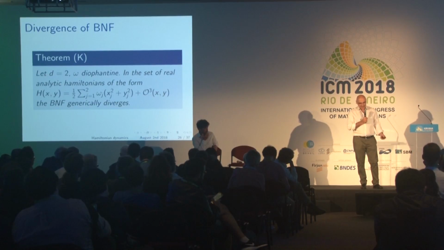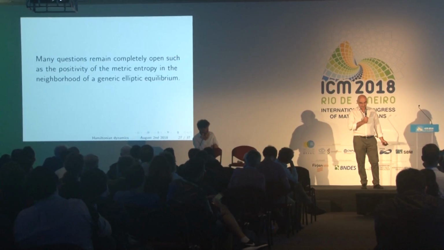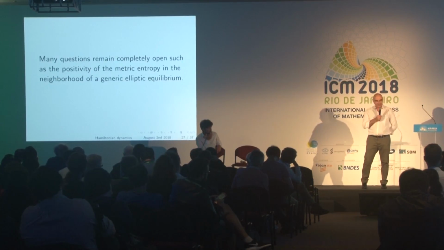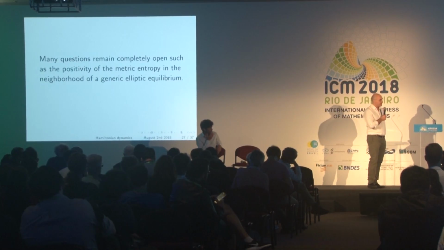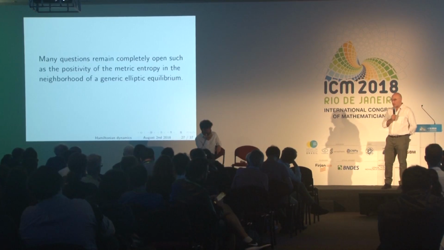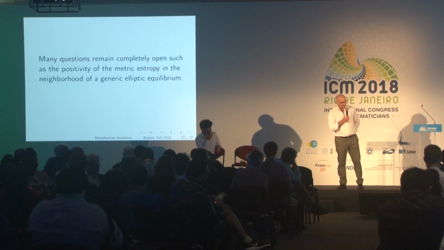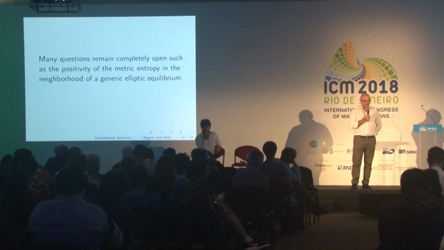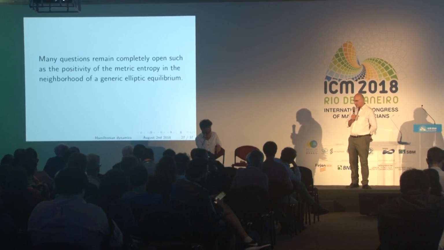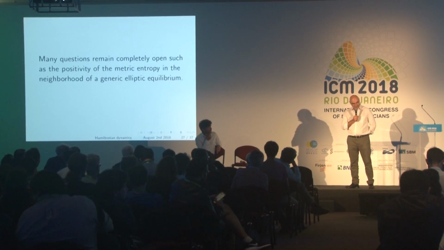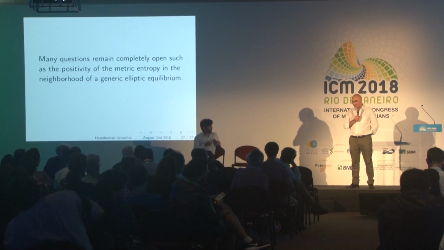There are also many important questions in Hamiltonian dynamics, even in low dimension. For example, the metric entropy question is a very important question, and there is very little progress, apart maybe in a very non-generic case by Pierre Berger. Touraev. Touraev, thank you.